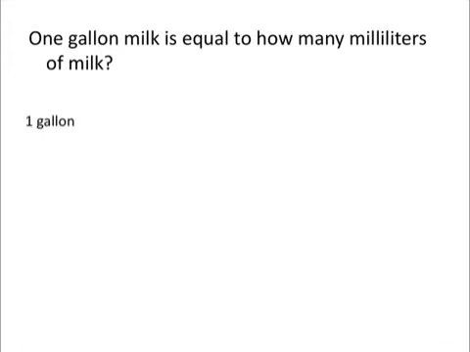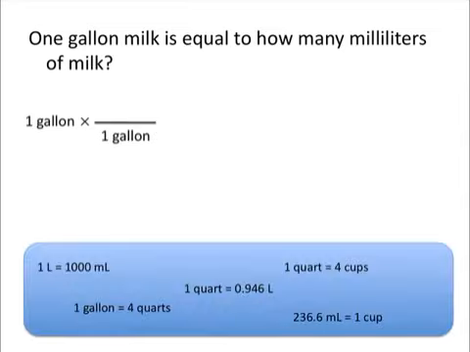Again, we start with 1 gallon. We know that we'll need to use a conversion factor and that we want gallons to be on the bottom. And the only choice we have from the conversion factors that we're given here is that 1 gallon is equal to 4 quarts. So we put 4 quarts on top of our conversion factor, and that allows us to cancel out the units of gallons.